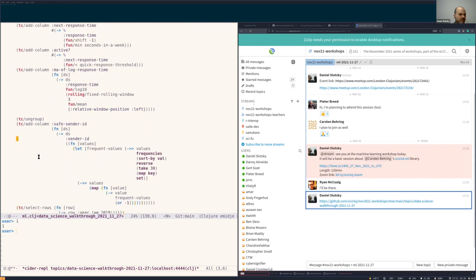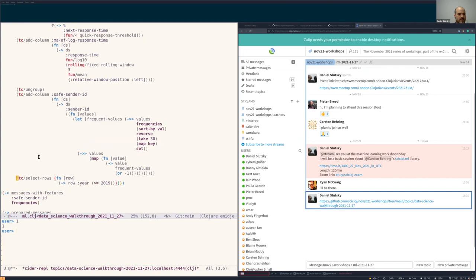And then we look into the sender ID, the ID of the person sending the messages. And the problem is that there are many people who wrote very few messages. So we took only the 30 most frequent message senders. And if anybody who is not one of them is sending a message, we'll consider the ID minus one, so that we'll not have these less frequent senders to handle. And we call this safe sender ID.